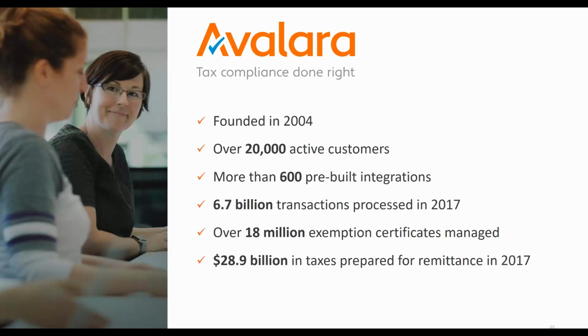We've got 6.7 billion transactions processed in 2017. That's just an absurd number, and that grows exponentially every year. So I'm excited to see what we're able to process in 2018. 18 million exemption certificates managed, and we got almost $30 billion in tax remittance to governing offices last year. And again, that number is just blowing my mind as well.